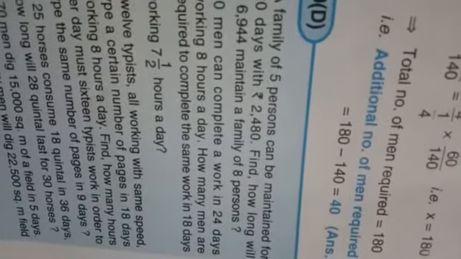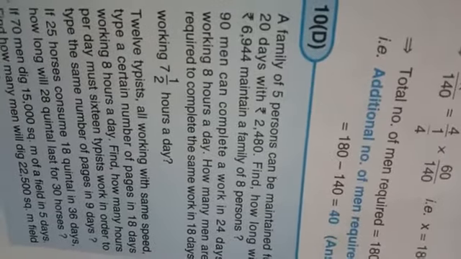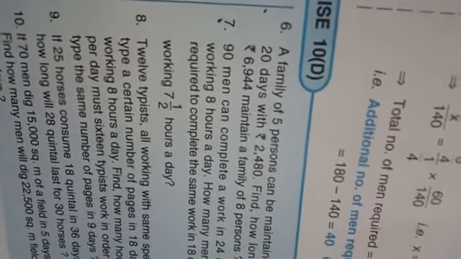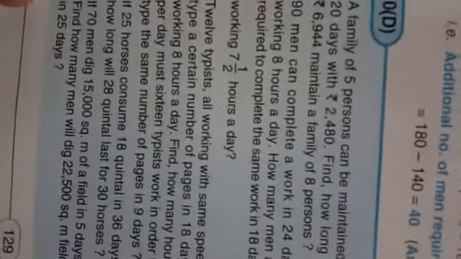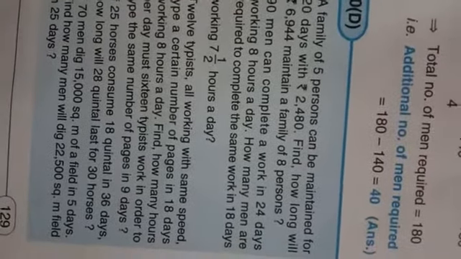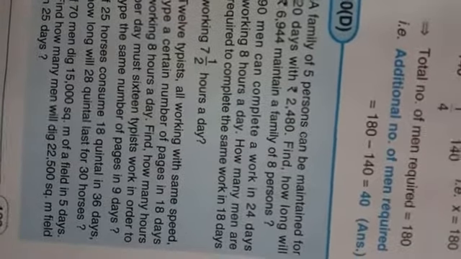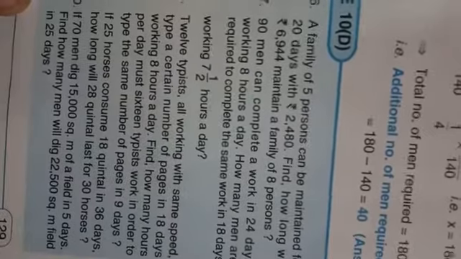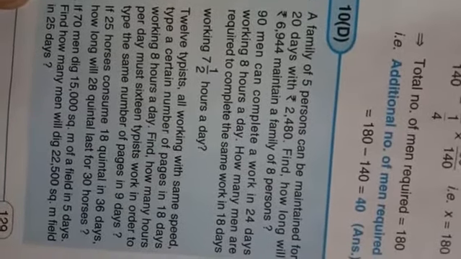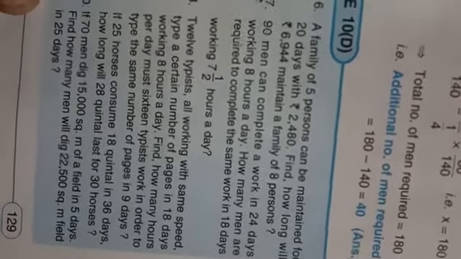Yesterday, we started exercise 10D. Now, let us discuss exercise 10D, 8th question. The 8th question is: 12 typists, all working with the same speed, type a certain number of pages in 18 days, working 8 hours per day. Find how many hours per day 16 typists must work in order to type the same number of pages in 9 days. First, there are 12 typists.